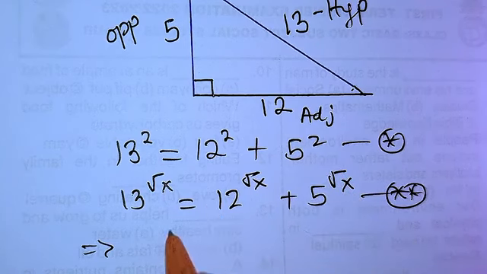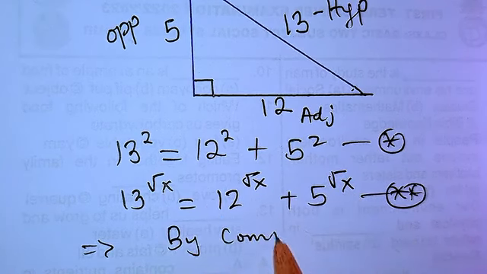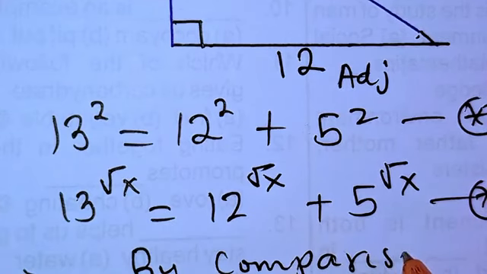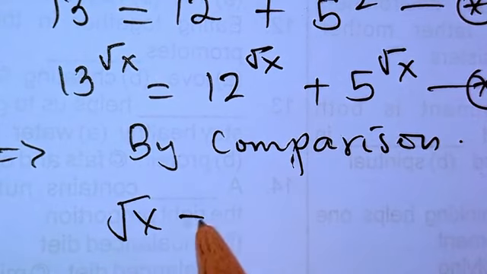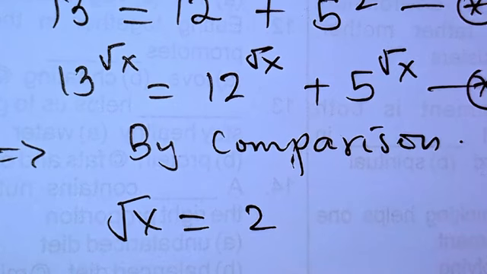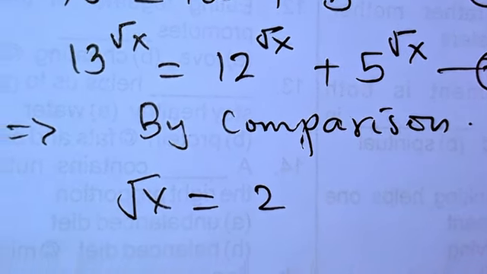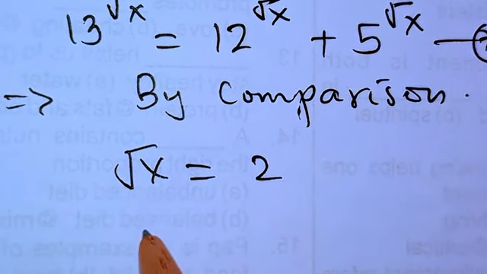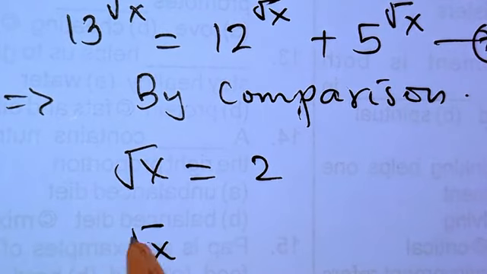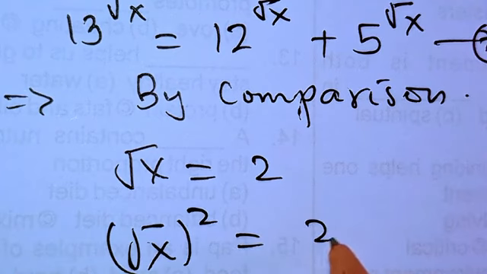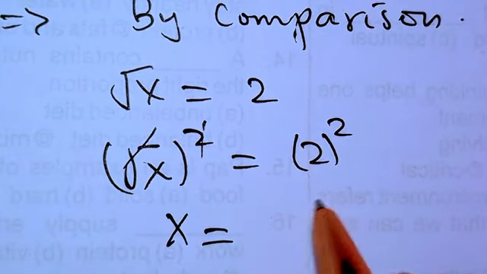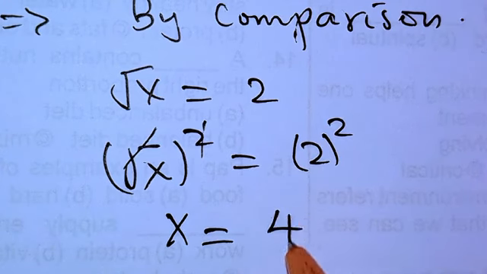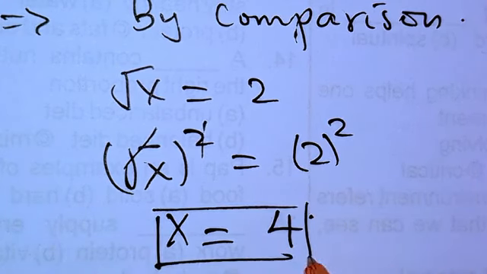So we can conclude by comparison that root x equals 2. And if you want to get the value of x, you square both sides. Squaring both sides, what are you going to have? The root cancels, we have x equals the square of 2, that will give us 4. So we have the value of x to be 4.